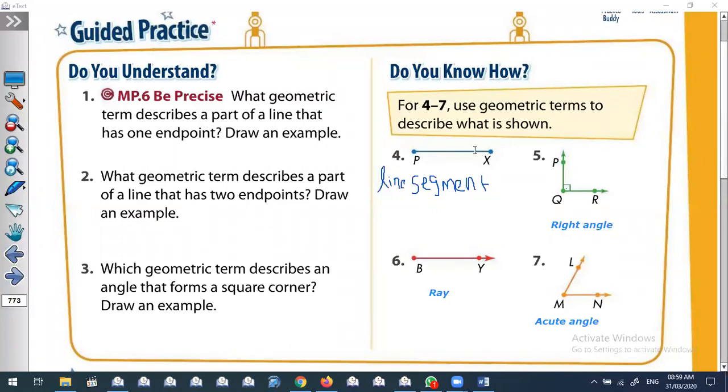Again, this is a line segment because it has no arrows. This is a right angle because it has a square corner. This one has one arrow, so it will be a ray. This angle is less than the right angle, so it will be an acute angle.